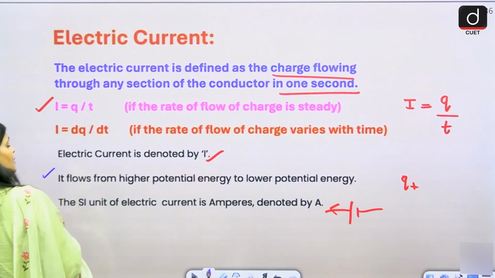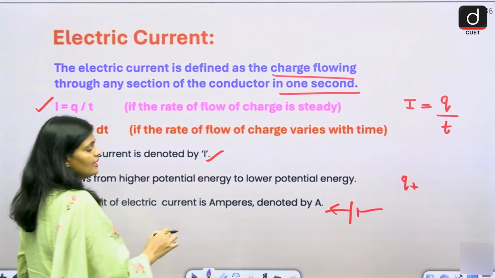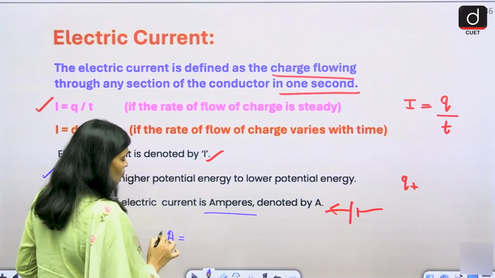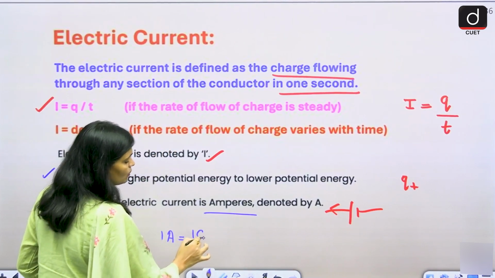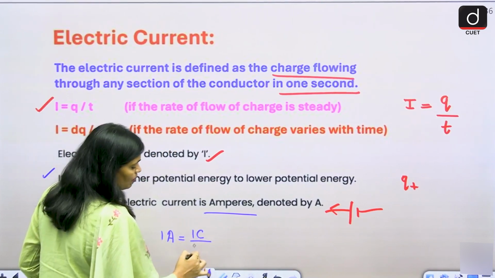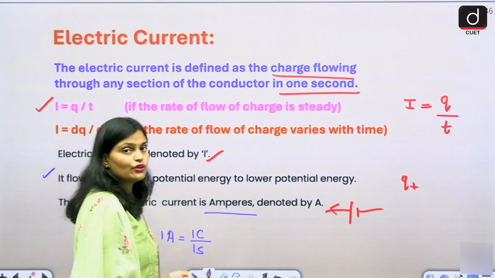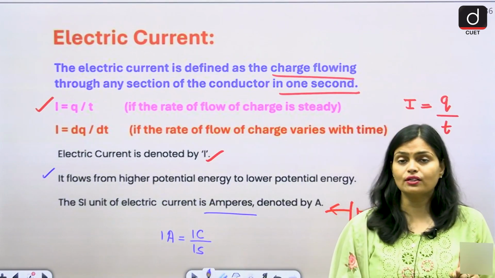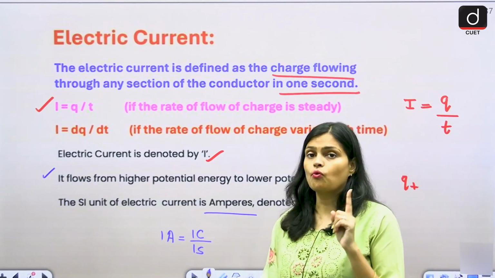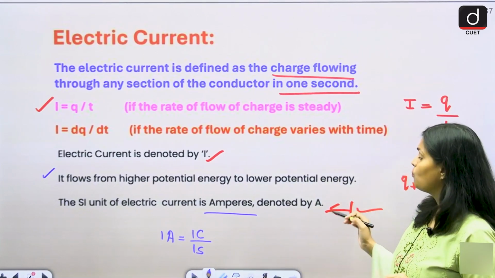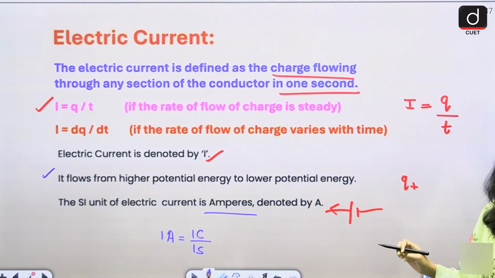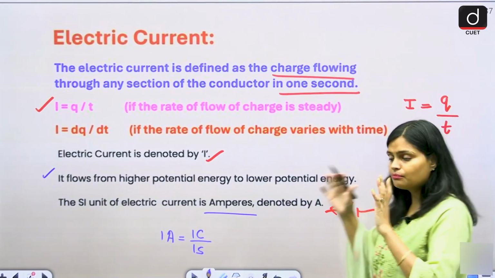Right? The SI unit of electric current is ampere. How are you going to define ampere? 1 ampere is what? 1 coulomb of charge flowing in 1 second. This is how you define ampere. What is coulomb? Coulomb is the unit of charge. Clear? Did you understand now?